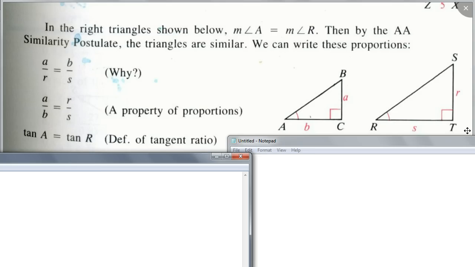Tangents of corresponding angles of similar triangles, well, except for the angle that's 90, are equal to each other. That's right. It doesn't matter how big the triangle is or the other triangle, how big it is. As long as the two triangles are similar, right? The two angles within the 90, the tangent will be the same.